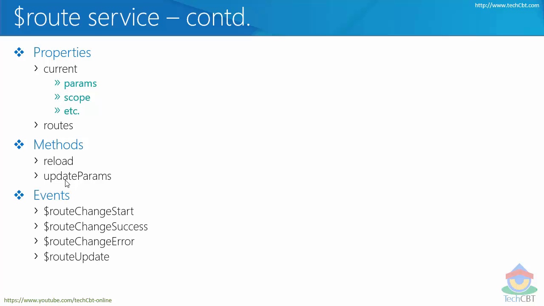It also exposes a couple of events. So when a route is going to be fetched, it is going to raise this, that is routeChangeStart. When a route has been successfully fetched or loaded, it is going to go with this event called routeChangeSuccess. If it throws an error, routeChangeError, and so on.